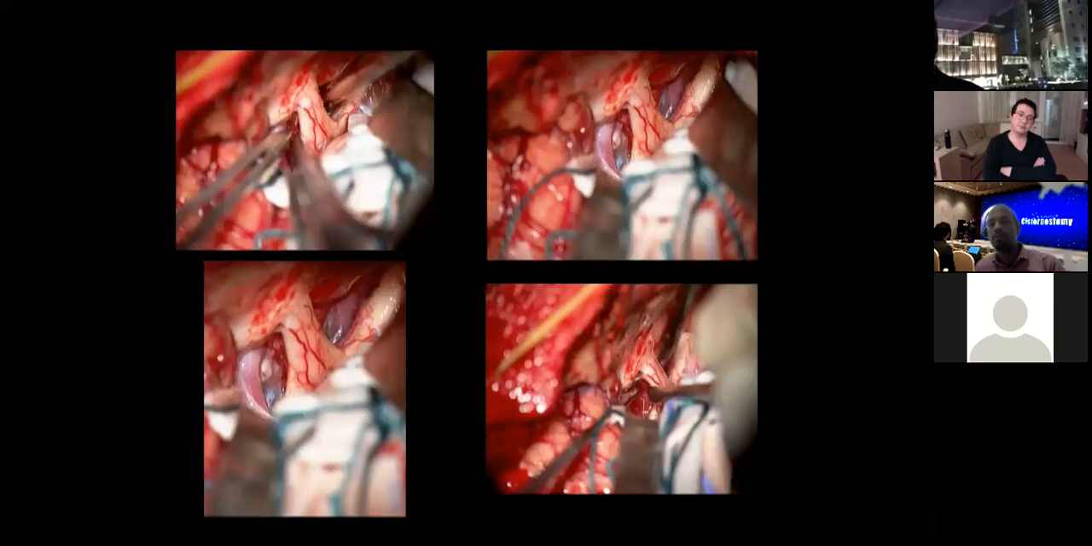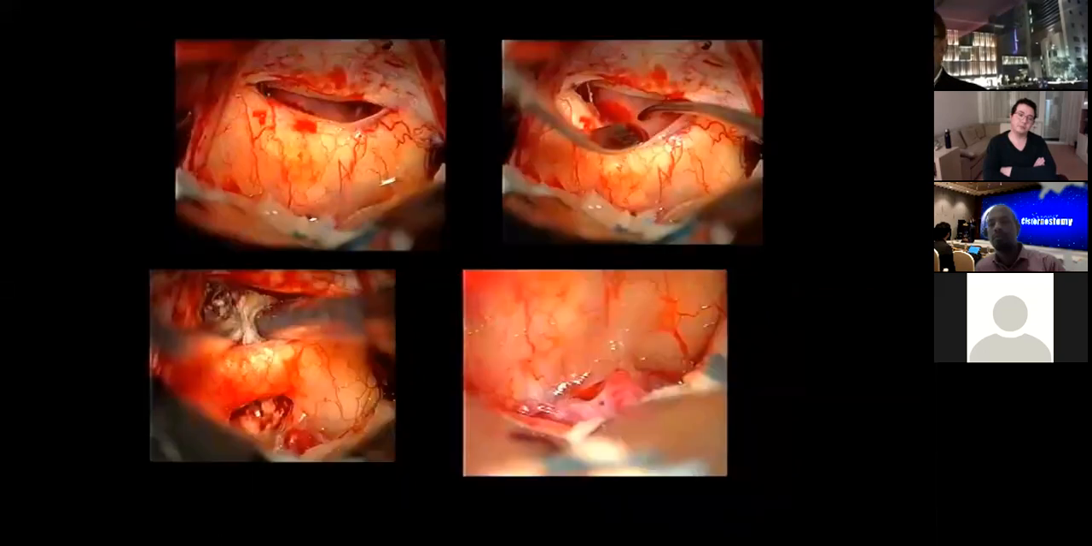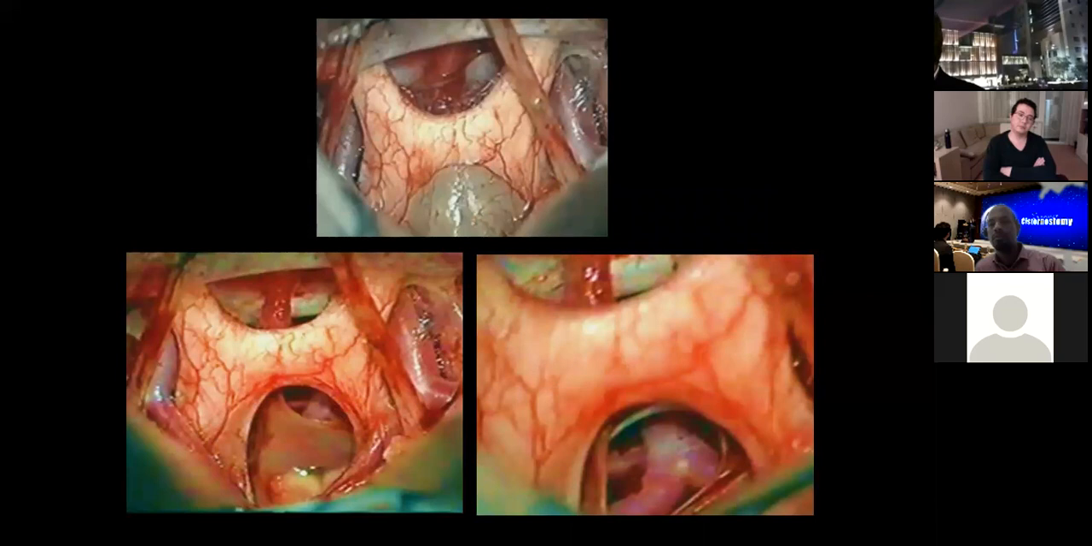This is if you go terminal, you would come sideways. I don't like this, I've tried it, but there's always a missing angle. Here you are seeing everything. This is the tube, this is the optic chiasm, this is the prefix, and here we go through the lamina terminalis. Look at this tumor presenting through the lamina terminalis.